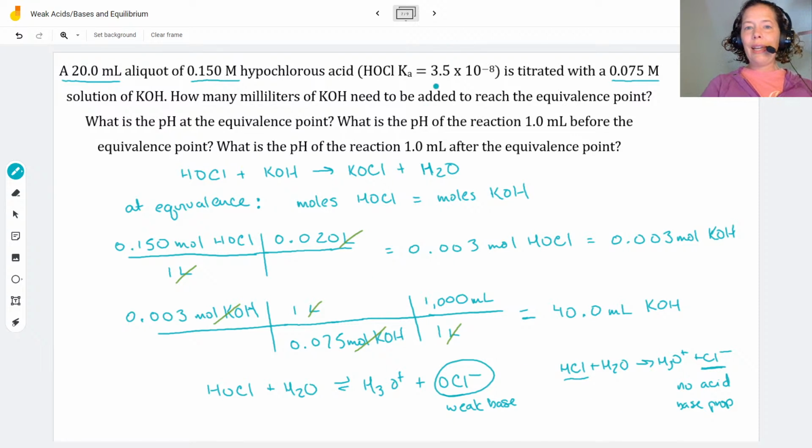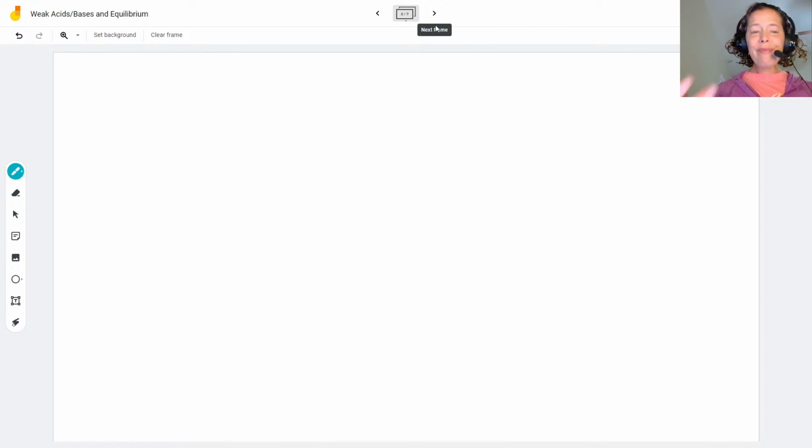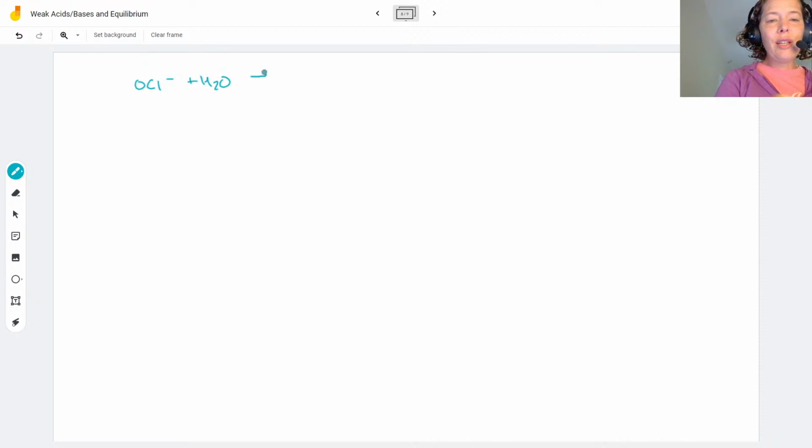Okay, I need another page. Here we go. All right, so let's write our equilibrium expression for our conjugate base of hypochlorous acid. So we have our conjugate base. It is in aqueous solution. So what do bases do? They accept protons. And we have an equilibrium problem brewing here.